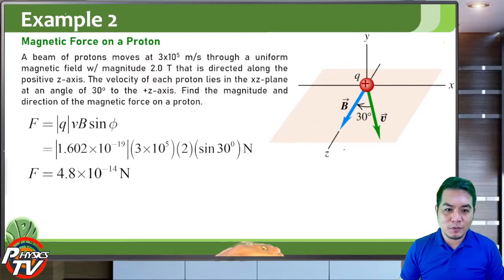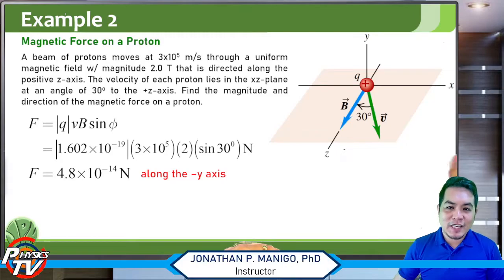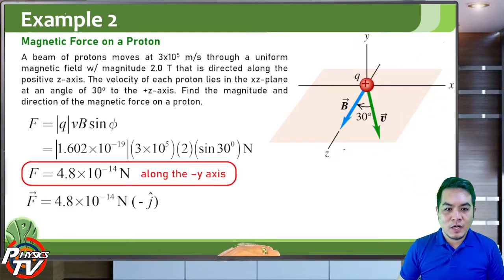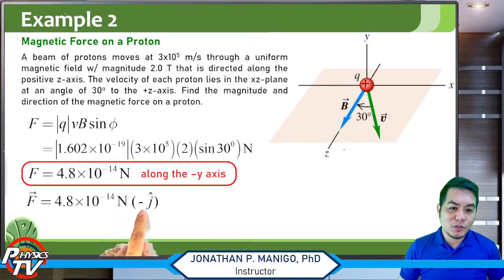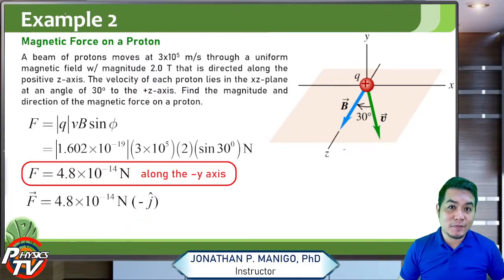That's the force on a single proton, and the direction is downwards, or along the negative y-axis. If you want to answer in vector form, it will be 4.8 times 10 to the negative 14 Newton, negative j hat. The direction for the negative y-axis is negative j hat.